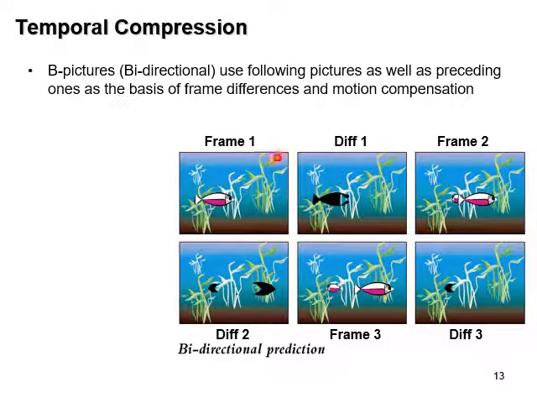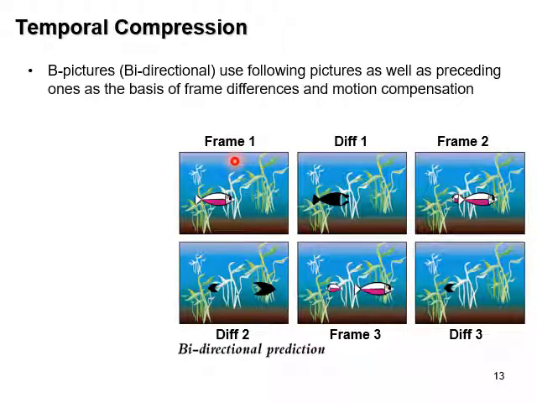Let's see an example. So this is frame number 1, this is frame number 2, and this is frame number 3. Now the addition here is that we have an additional fish, a small fish that started to appear. Okay, so let's focus on frame 2. Let's see how frame 2 can be predicted from frame 1, and then we'll see how it can be predicted from frame number 3.